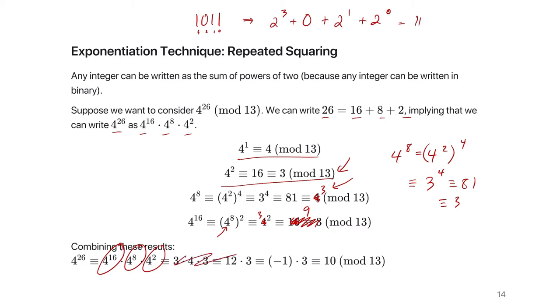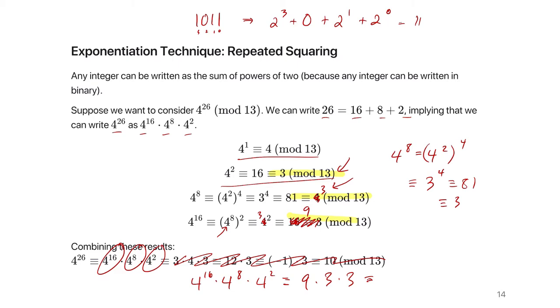Let's ignore this because there will be typos. 4 to the 16 times 4 to the 8 times 4 to the 2. Well, now I can just read these off this little calculation list. So what's 4 to the 16? Well, that's 9 mod 13. So I have 9. What's 4 to the 8? Well, that's 3. And what's 4 to the 2? That's also 3. Okay? And so I've simplified 4 to the 16 into this relatively small calculation.